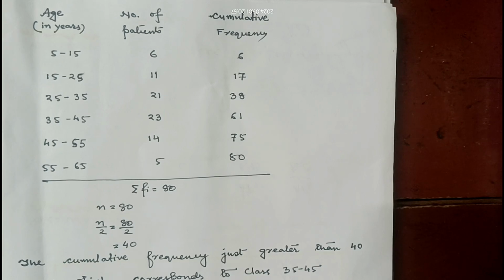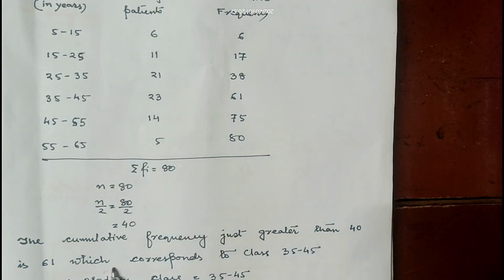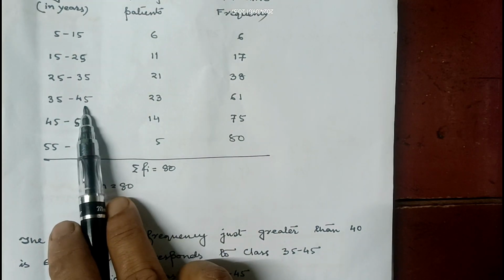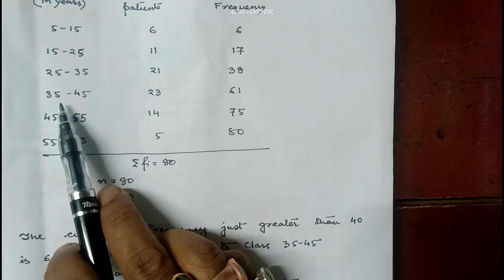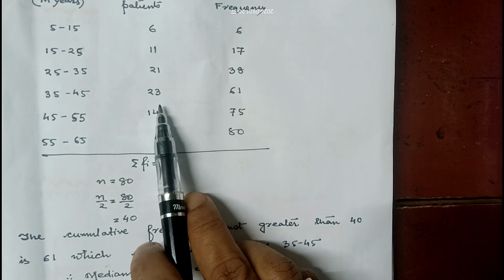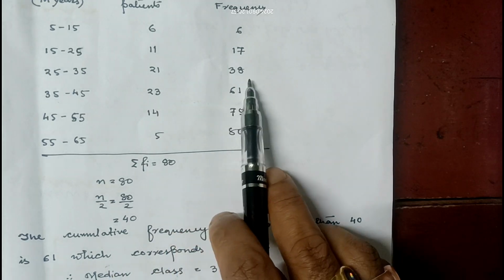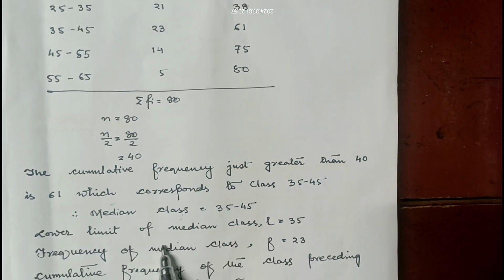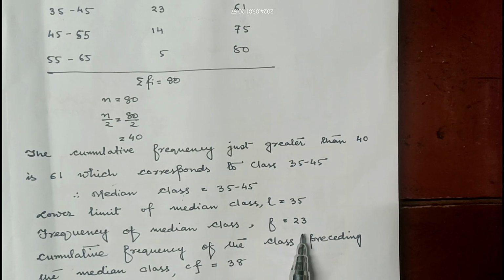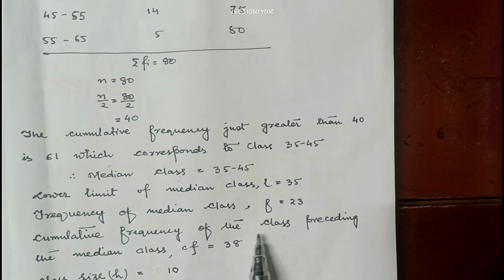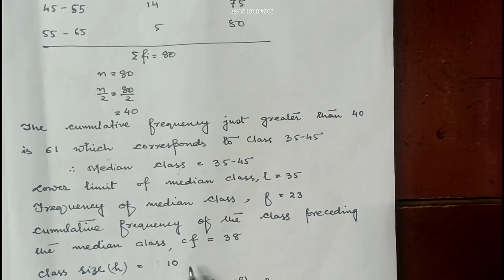So we can write here the cumulative frequency just greater than 40 is 61, which corresponds to the class 35 to 45. So this is the median class. So lower limit of the median class is 35. Frequency of the median class is 23, and cumulative frequency of the class preceding the median class is 38. So we can write here lower limit of the median class L is 35, frequency of the median class f is 23, cumulative frequency of the class preceding the median class, that is cf, is 38, and the class size h is 10.